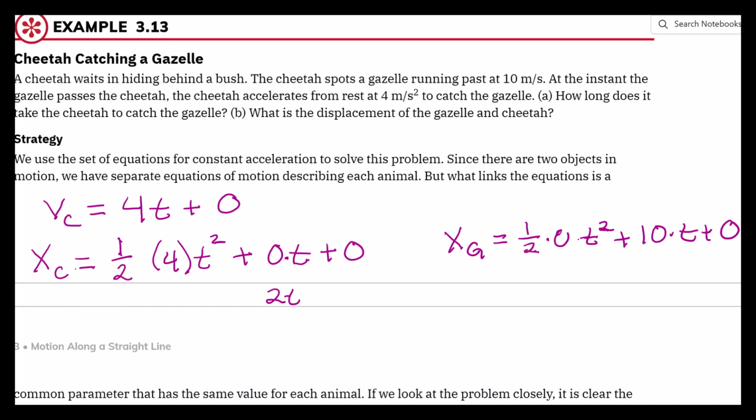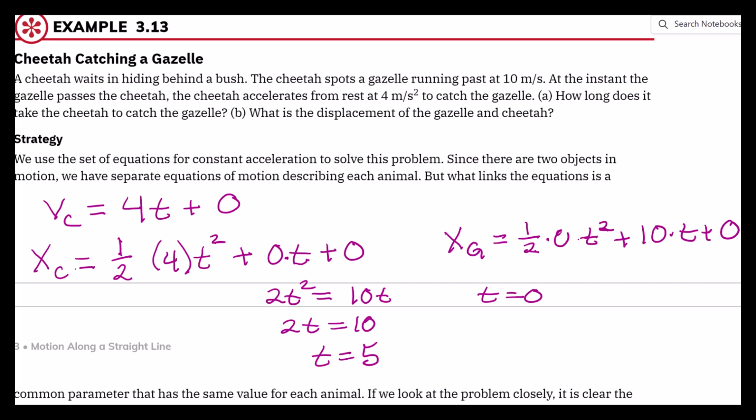So basically, when is 2t squared equal to 10t? Well, obviously, one option is that t equals 0, because they're at the same place. So we're just going to let that go. If we factor out a t, we've got 2t equals 10, so t equals 5. So it takes 5 seconds for the cheetah to catch the gazelle.